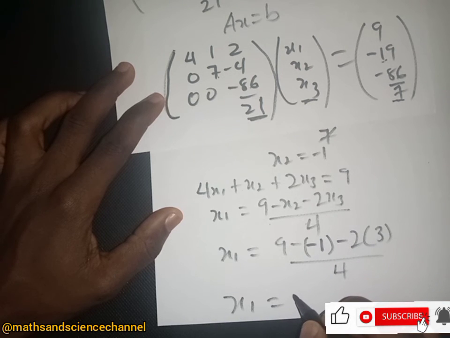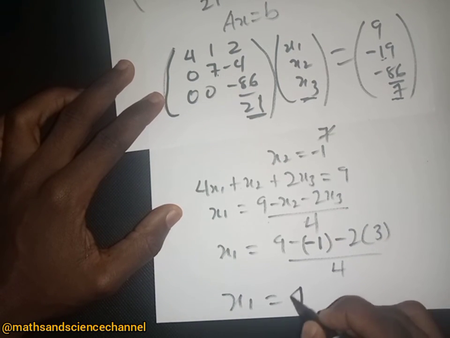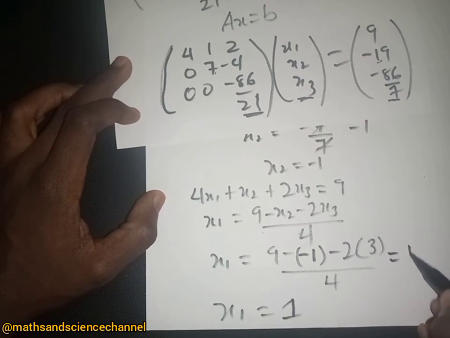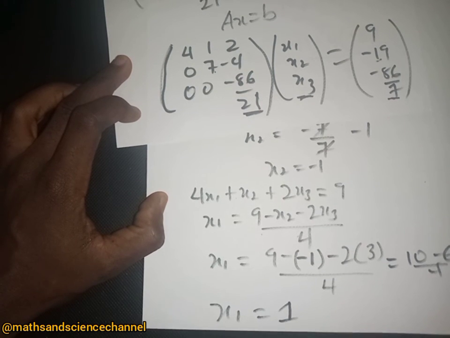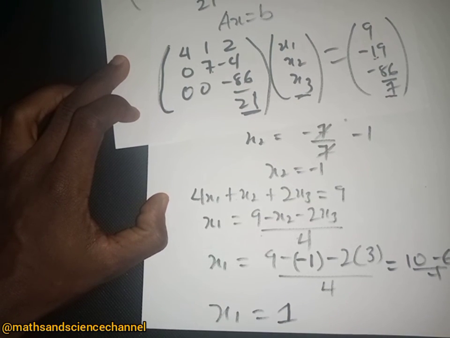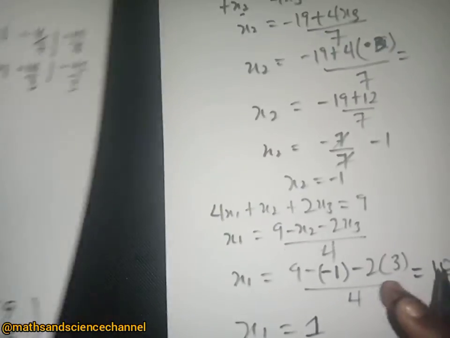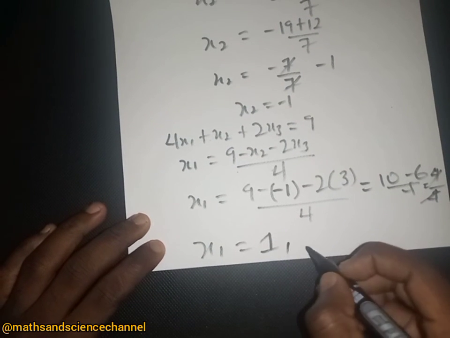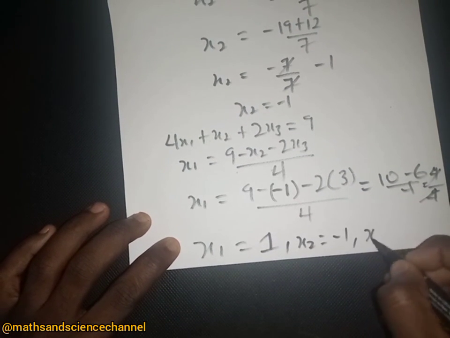And when we compute everything we should get 1 here, because we have 10 minus 6 here divided by 4, which is just 4 here divided by 4 here, right? We cancel out and we have 1. So this is the value. So we have x1 to be 1, we had x2 to be negative 1, and also x3 to be 3.